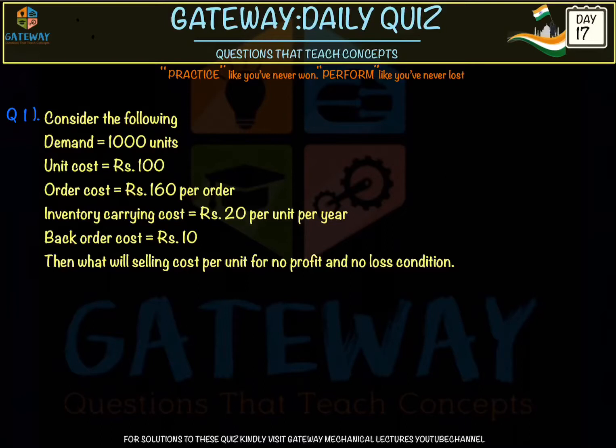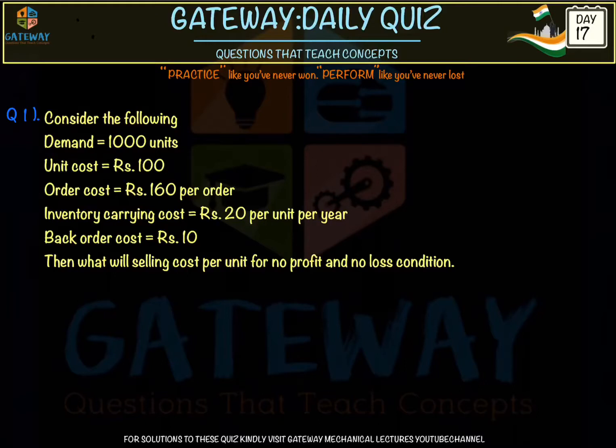Consider the following. There was a condition given for a company where they order to maintain inventory level. Given that the demand is 10,000 units, it is annual demand. Unit cost is rupees 100. The product which they are making has a unit cost of rupees 100. Ordering cost is rupees 160 per order. So whenever they make an order, it will be 160 rupees per order.